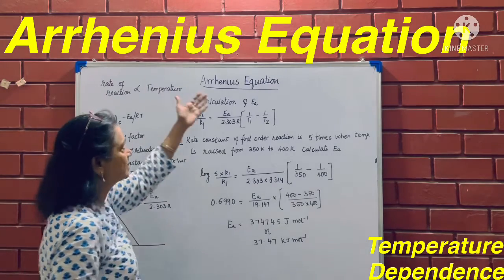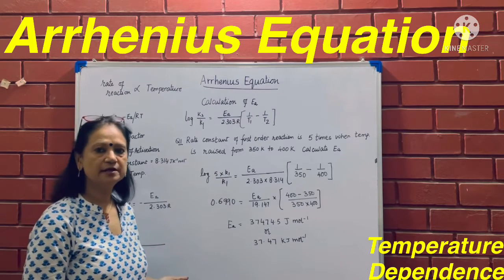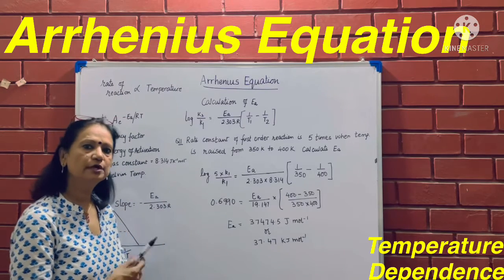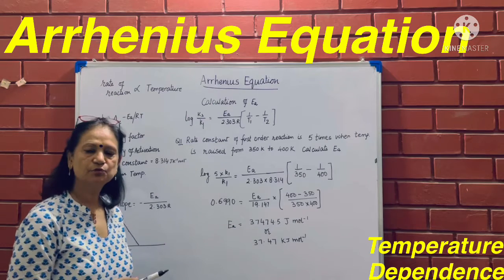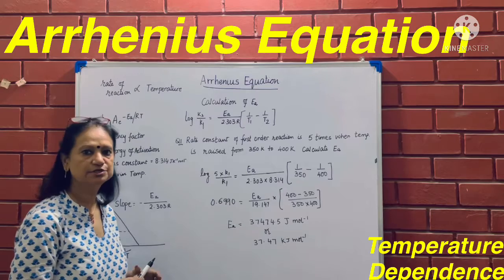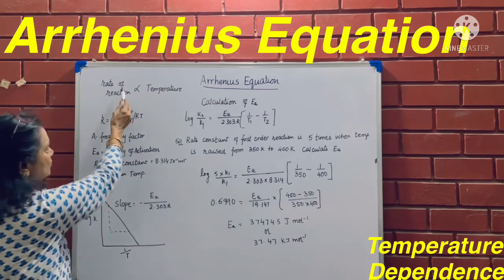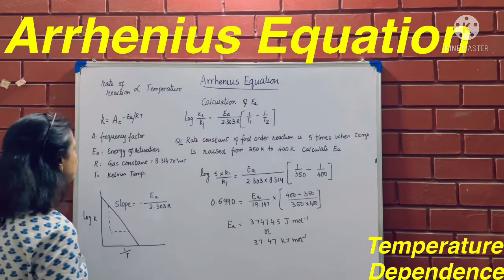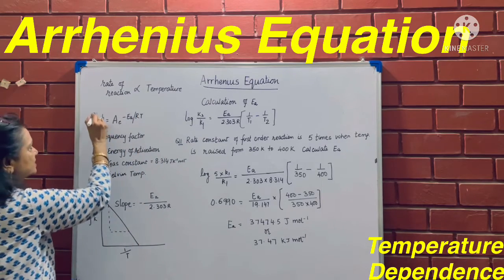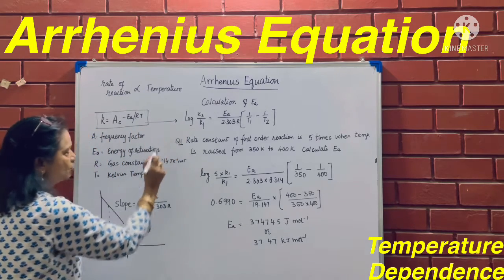Now we are doing the Arrhenius equation, which tells us the temperature dependence of the rate of reaction. We already know the rate of reaction increases when temperature is increased. For every 10 degrees C rise in temperature, the rate of reaction doubles. So we say the rate of reaction is proportional to temperature. Arrhenius gave this equation, which has been converted into this formula.